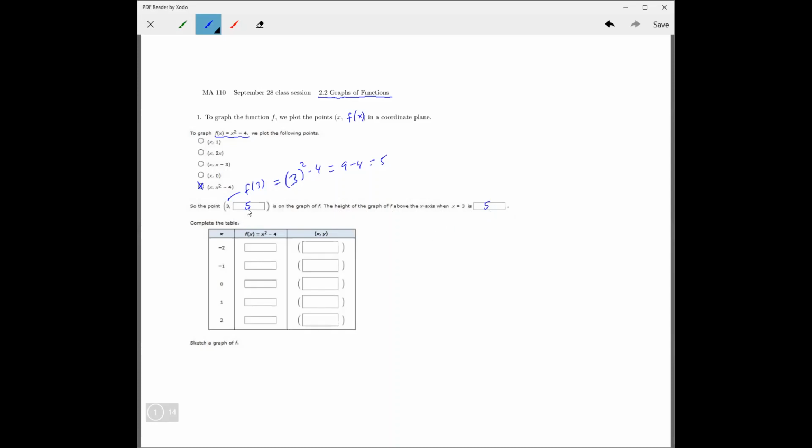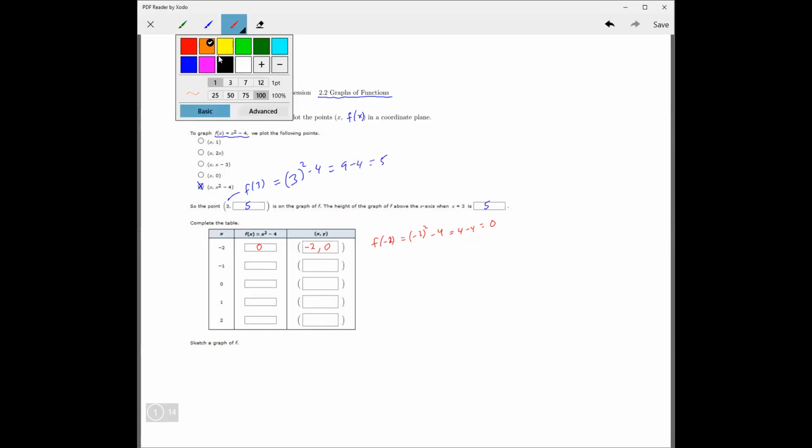Okay, and then they have a table here. So let's run through the table. X is -2. F of x, that would be f of -2. You just plug it into here again. So that's -2 quantity squared minus 4, which is 4 minus 4, which is 0. And that means that the point -2, 0 is going to be on the graph.